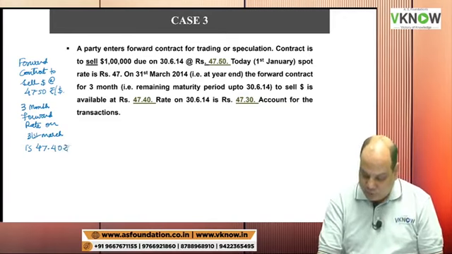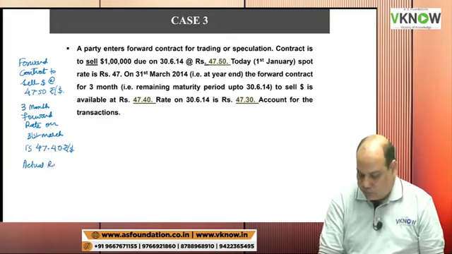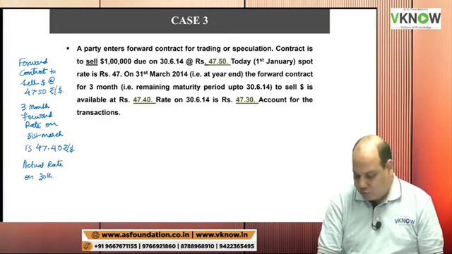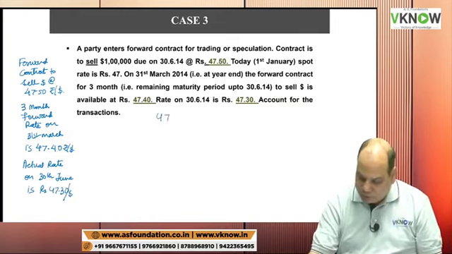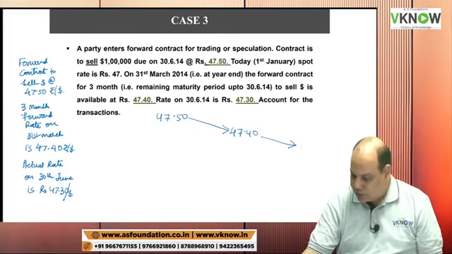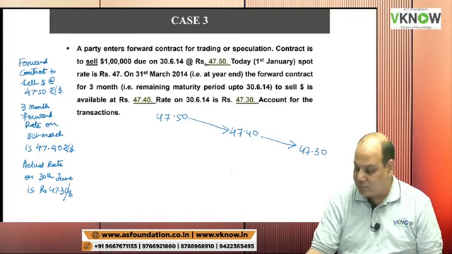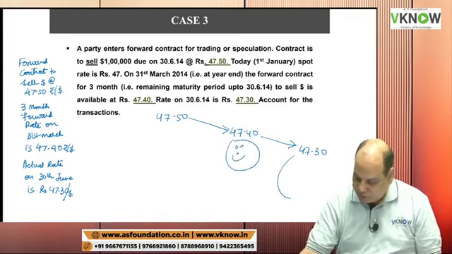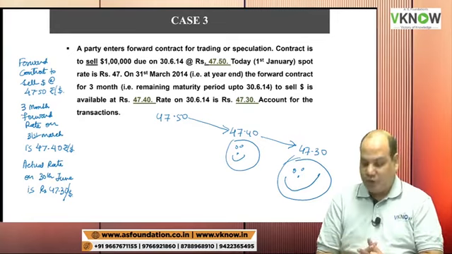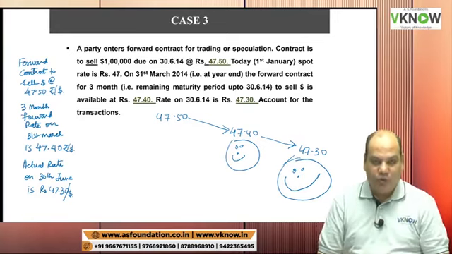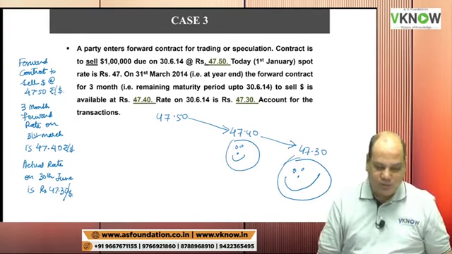This I have changed, rupees per dollar, and then actual rate on 30th June, this also I have changed, is rupees 47.30 per dollar. Oh my God. Forward rate was entered into at 47.50. It is 47.40, and again it has gone down to 47.30. So here also you will be happy. Here you will be bigger happy. As long as the rate is falling, and if it is a forward contract to sell, you will become happy, more happy.